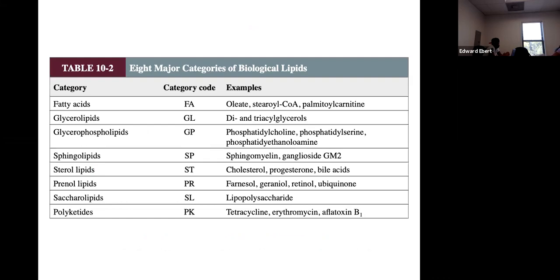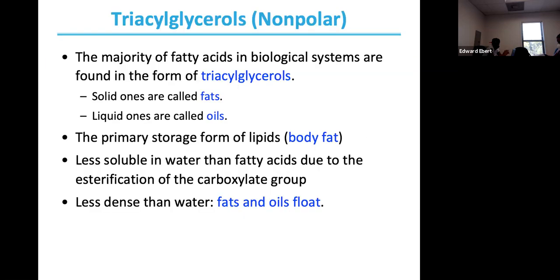All right, so fatty acids, glycerin. I'm not really going to ask about this categorization, but this is a good thing to look at. We're mainly going to talk about fatty acids, glycerolipids, glycerophospholipids, sphingolipids, and sterols. The rest we won't talk about too much.